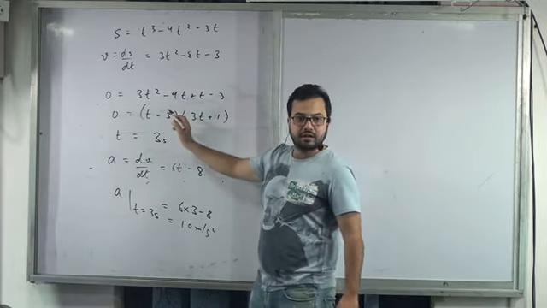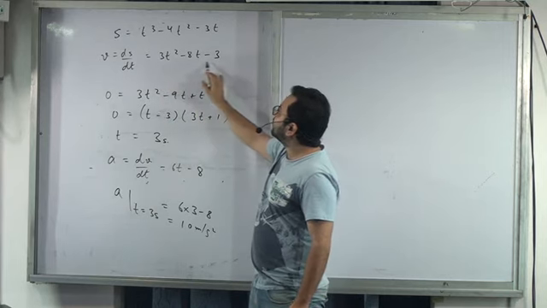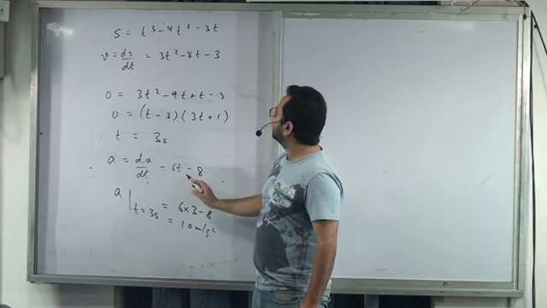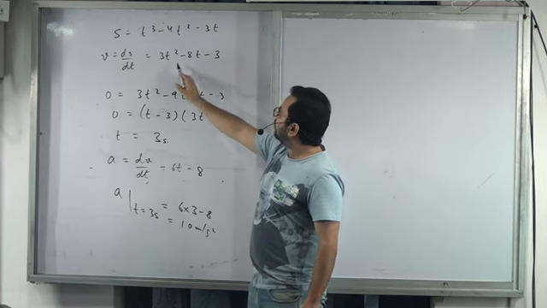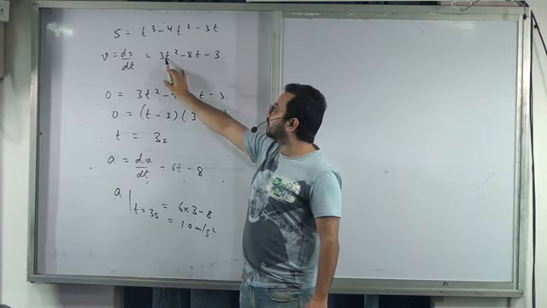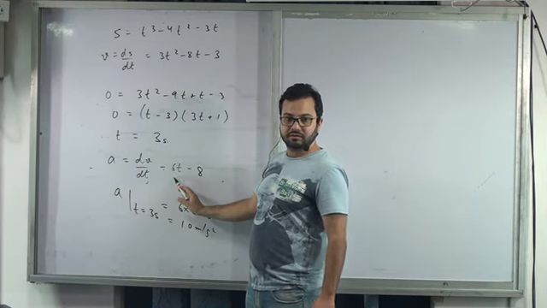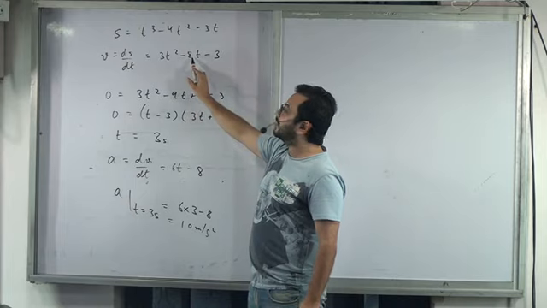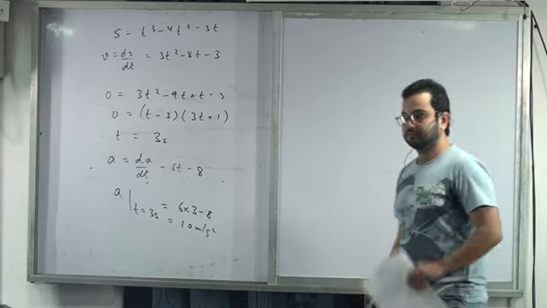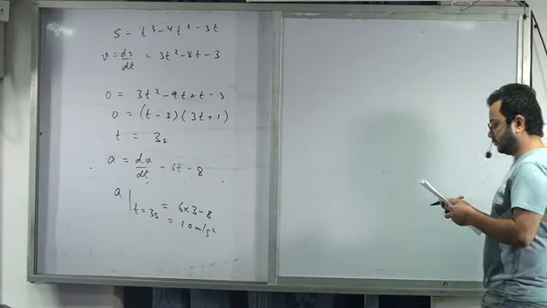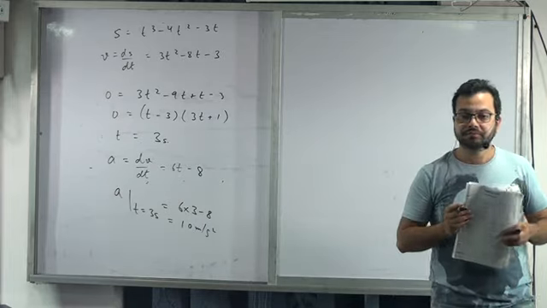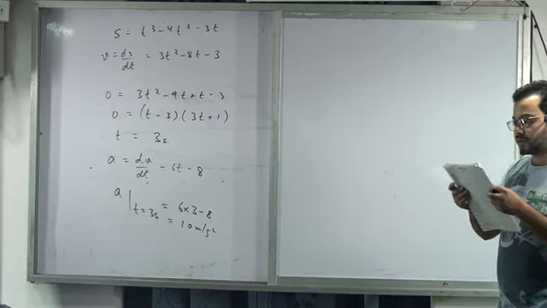dv by dt, so this is v, 6t minus 8. To differentiate t square, you'll get 2t. 3 is a constant, so 6t. Minus 8 is a constant, so its derivative is 0. Okay, clear? Try question number 4.